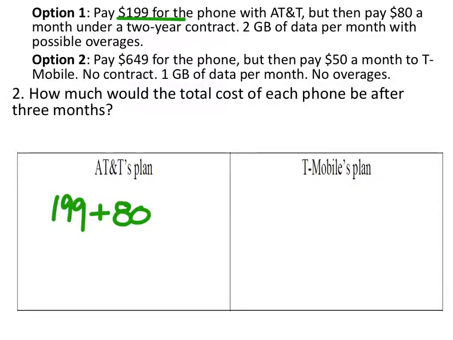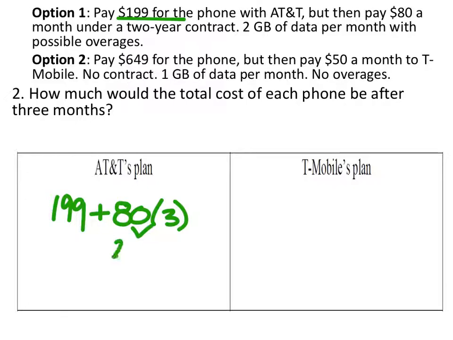Now, if you wanted to, you could say, well, it's 3 months. I'm just going to add 80 to itself 3 times, right? But multiplication makes it a little bit shorter. So I'm just going to say it's 3 groups of 80. That's 3 months of $80. And then the $199 phone.